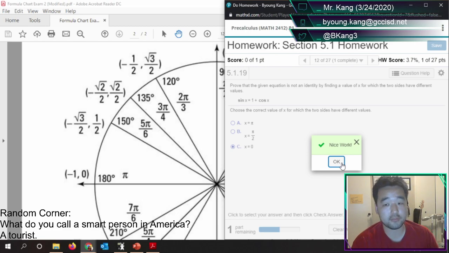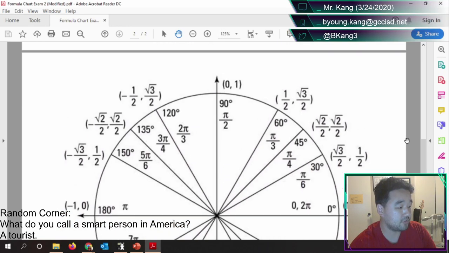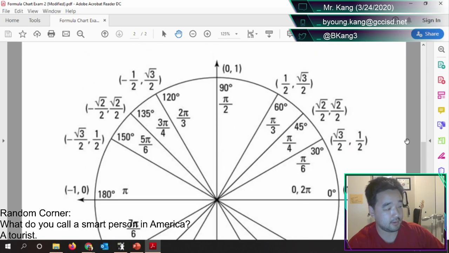Yeah, so any of these problems in general, when you're doing your homework or you're doing the exam tomorrow, if you need to refer to the unit circle, just remember the shortcut is that the x coordinate corresponds to cosine of that angle and the y coordinate corresponds to sine of the angle. And then for all the other ones, it's based off of sine and cosine.